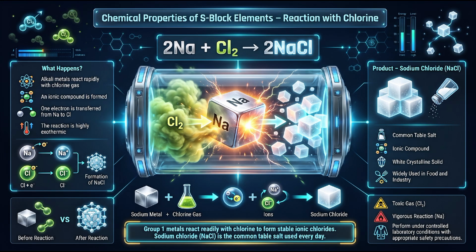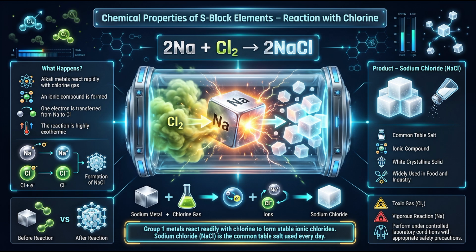The image identifies several important properties of sodium chloride. First, it is common table salt, the substance used daily for seasoning food and preserving food. Second, it is an ionic compound, consisting of sodium ions and chloride ions held together by strong ionic bonds. Third, it is a white crystalline solid. Sodium chloride forms transparent or white cubic crystals because of its regular ionic lattice structure. Fourth, it is widely used in food and industry. Besides its use in cooking, sodium chloride is essential in chemical manufacturing, water treatment, road de-icing in cold countries, medical saline solutions, and many industrial processes.